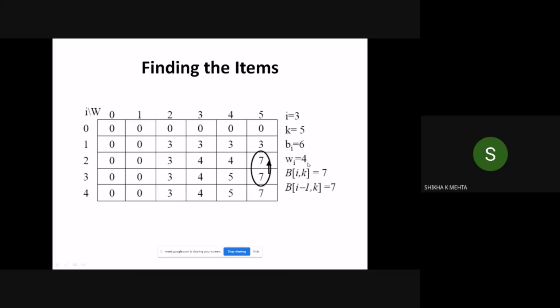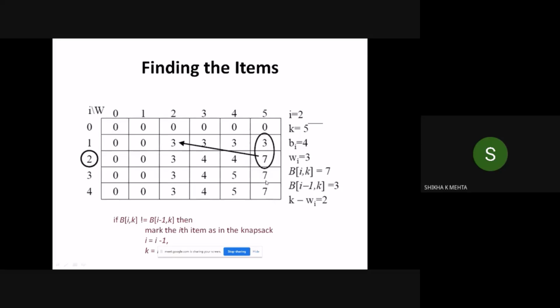That was 4. So here you can see again B[I,K] and B[I-1,K]: B[I,K] is 35 and B[I-1,K] is 25. So if we have the values of 35 and the cell number 25, they are again same. So the algorithm says we have to just reduce the value of the row by 1, and we are not going to include even the third item in the knapsack. So we move upwards.